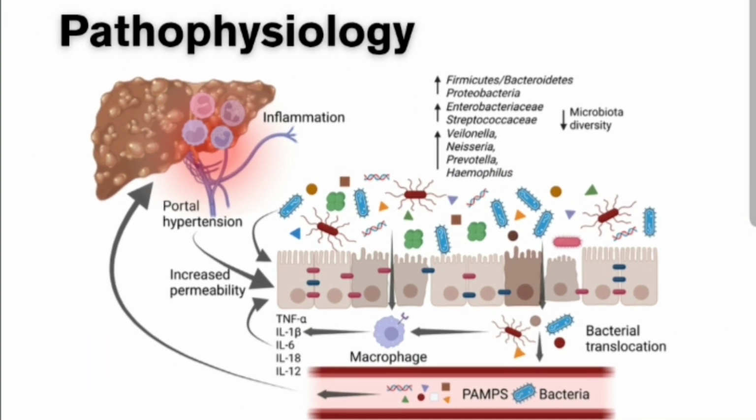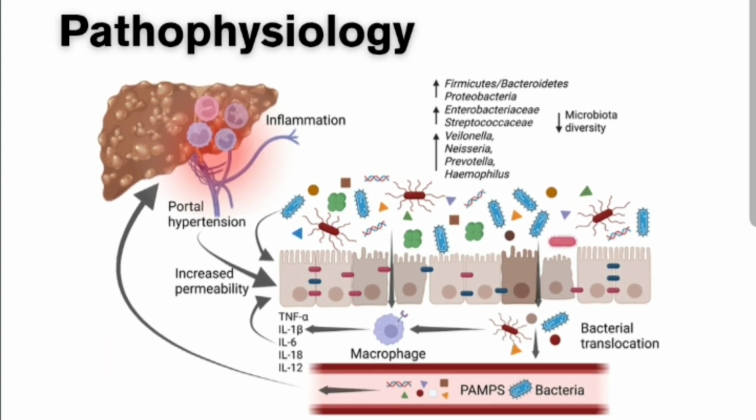Regarding the pathophysiology and mechanism of SBP, bacterial translocation is the presumed mechanism for development of SBP. The enteric bacteria and gut flora translocate across the gut wall or mesenteric lymph nodes, which leads to bacteremia and seeding of the ascitic fluid.